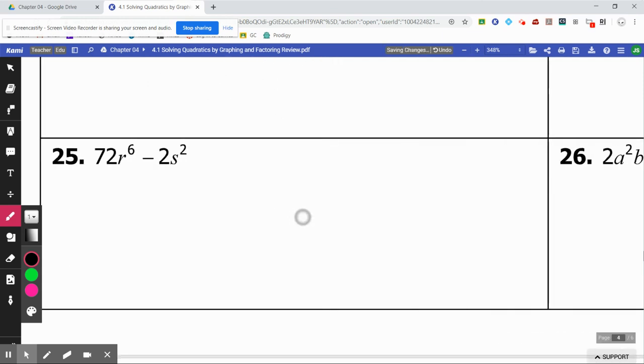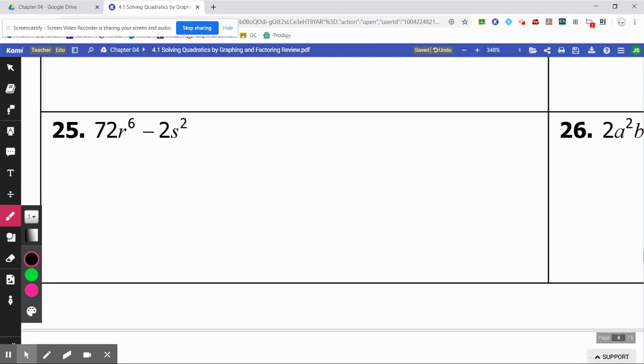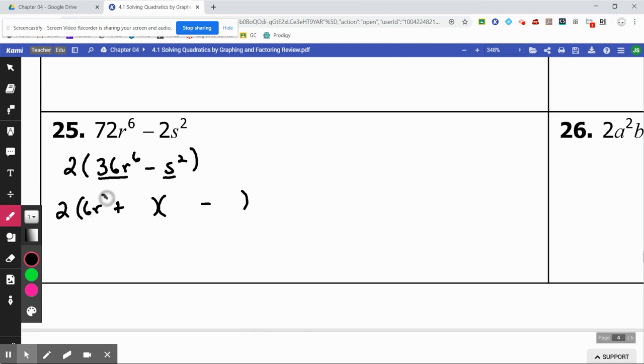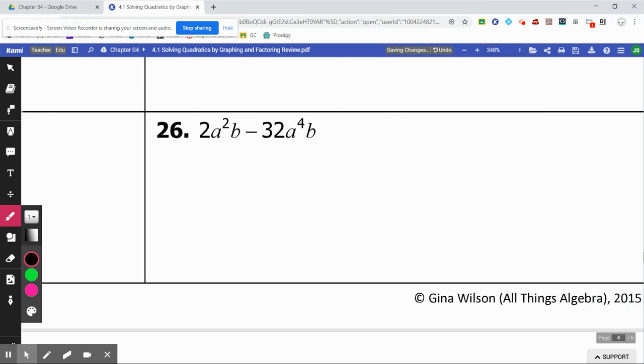25. Always look for GCFs. We're going to factor out a 2 first. You're left with a 36r to the 6th minus s squared. 6r to the 3rd times itself, s times itself. So therefore, this is again difference of squares, 2 sets of parentheses, conjugates. 6r to the 3rd times itself gives you 36r to the 6th. S times itself gives you s squared, and you're finished.